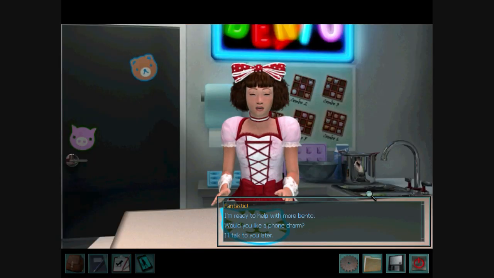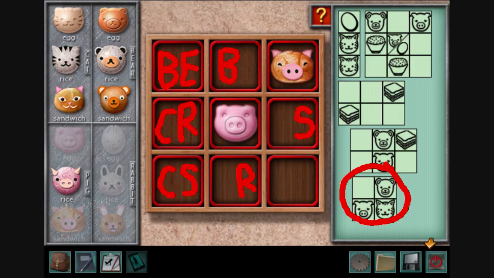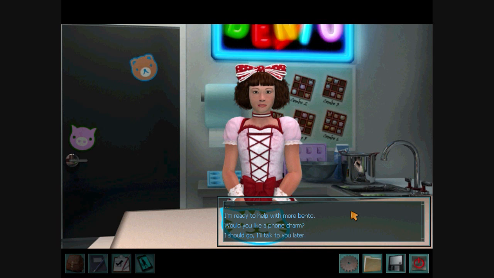Wow, I didn't even need to look at that final piece. You know, this piece down here. I didn't even take that into account while solving the puzzle. It was unnecessary extra information. Which is good, because if they're giving you extra information, it makes it easier to solve the puzzle. I'm ready to help with more bento.